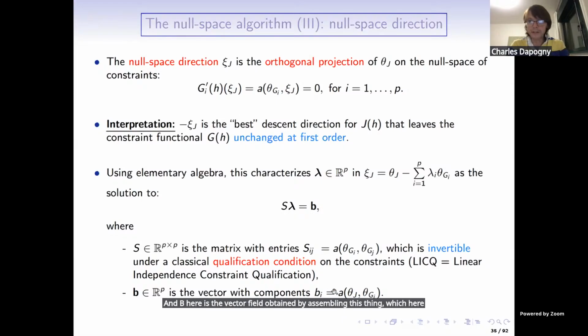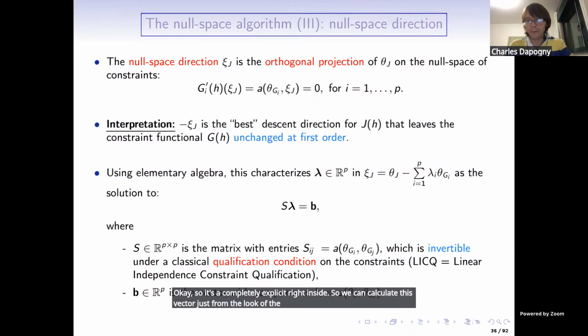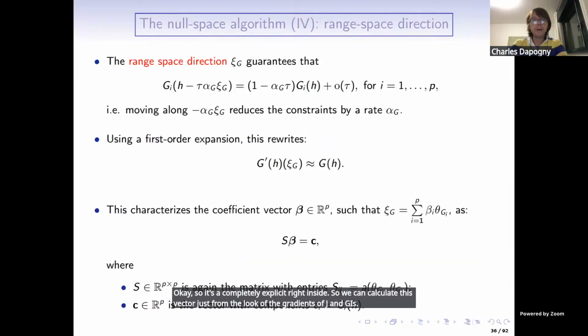So it's completely explicit. We can calculate this vector just from the gradients of J and the gi's. The other direction, the range space direction, is a direction which is orthogonal to the null space of the constraints. It's only done to reduce the violation of the constraints.